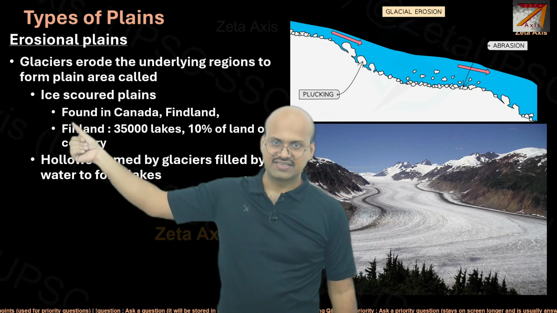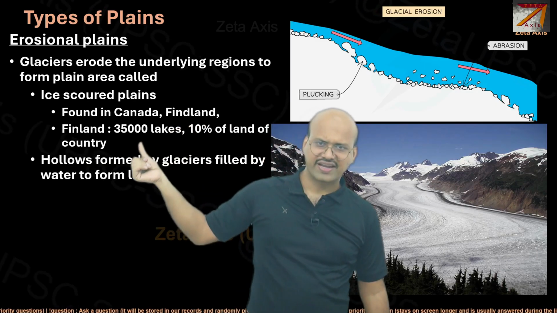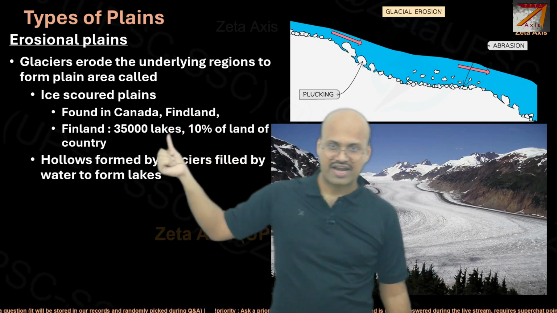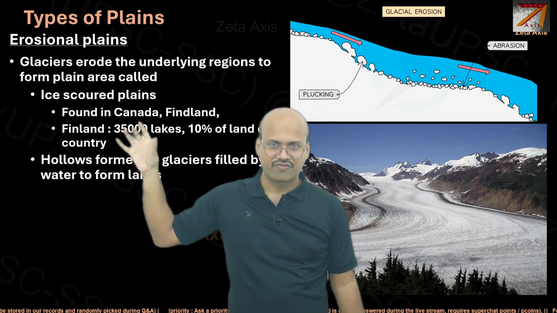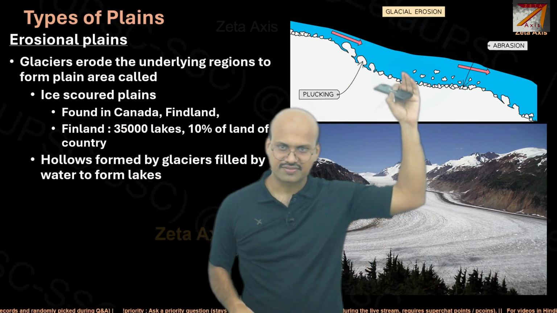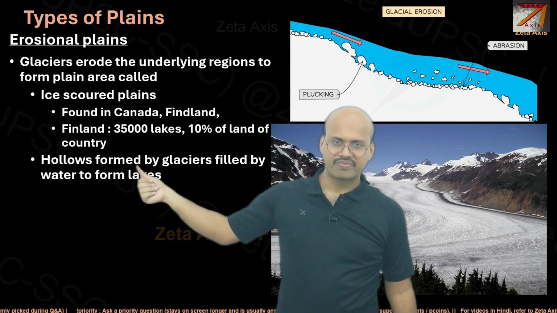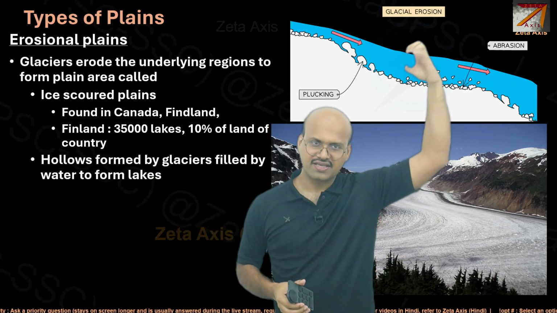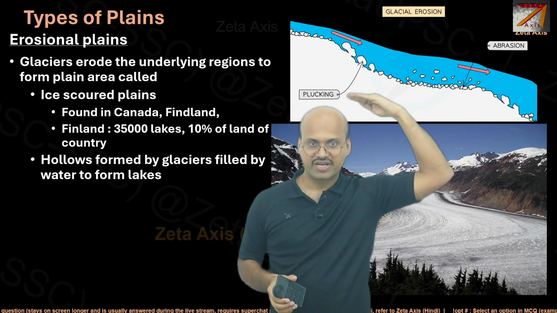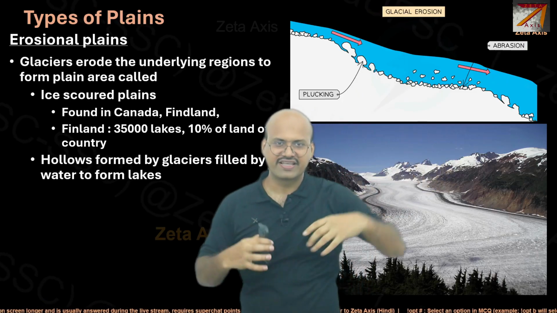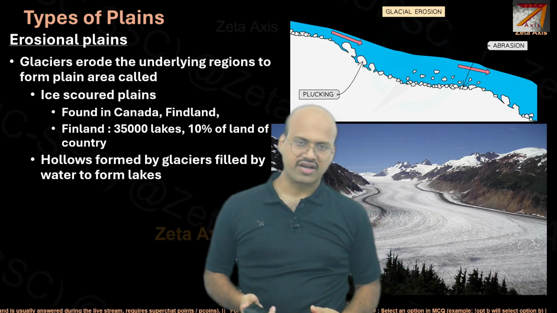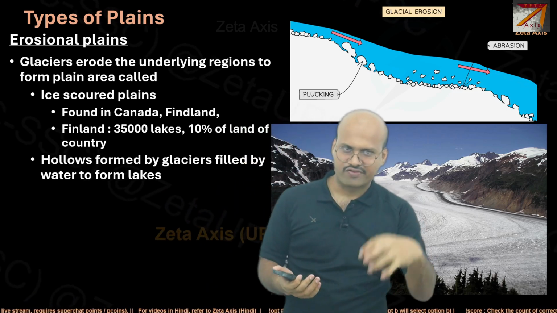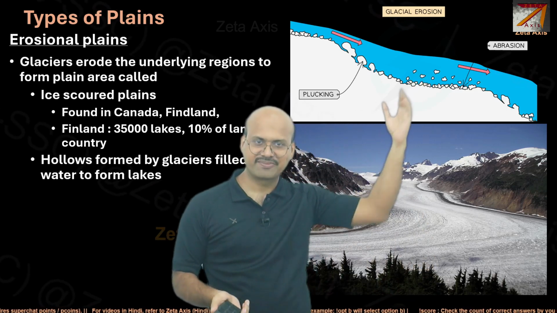Ice-caused plains are seen in Canada, Finland. Finland has around 35,000 lakes, 10% of the total land of the country, and these are formed by glacier erosion, something like this. Hollows formed by glaciers are filled with water to form lakes. So when these are plucking the rocks from the underlying rock, what will happen is that there is some softer rock layer and more of the rocks will be removed. So a hollow will be created in that region and water will be filled when the glacier melts away.